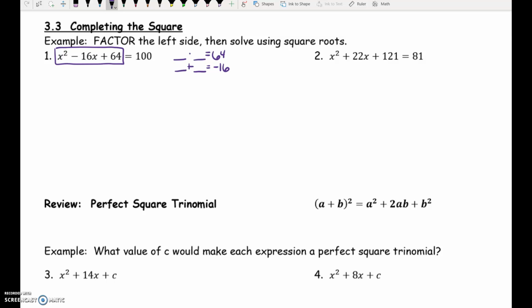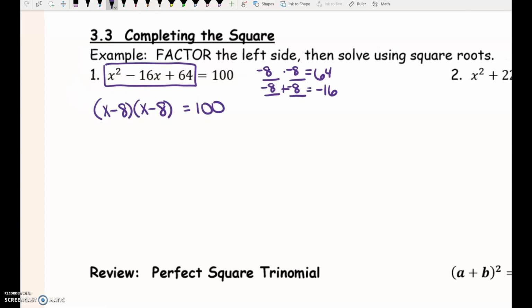This would be negative 8 and negative 8. So this would factor into x minus 8 times x minus 8 equals 100. X minus 8 times x minus 8, because they're exactly the same, that is x minus 8 squared.